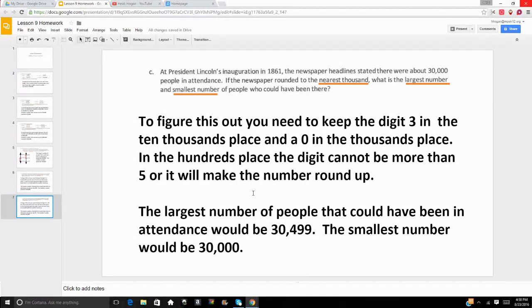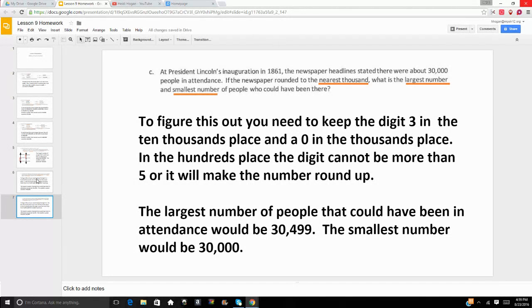Now, again, we're rounding to the thousands place. So we have to keep the 10,000s place a 3. So to figure this out, you need to keep the digit 3 in the 10,000s place and a 0 in the thousands. So it has to stay 30,000. It's the other digits that can change. So in the hundreds place, the digit cannot be more than 5, or it's going to make it round up. So my thinking is that the largest number of people that could have been in attendance would be 30,499, and the smallest would be 30,000.